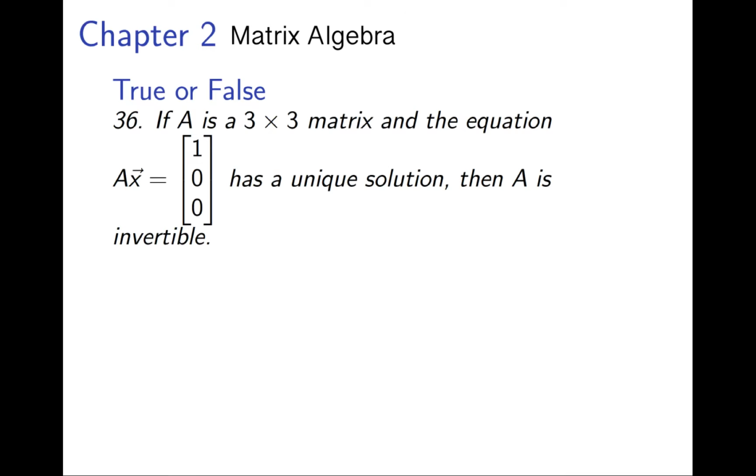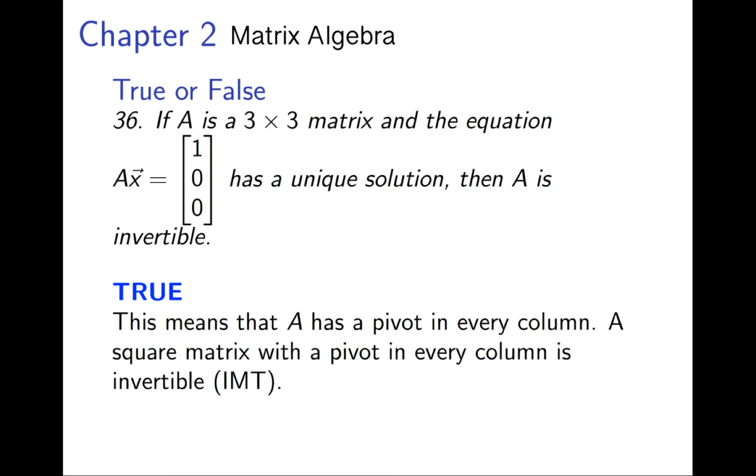Number 36. If A is a 3 by 3 matrix and the equation AX equals 1, 0, 0 has a unique solution, then A is invertible. And this is true. Since it has a unique solution, that means there are no free variables. Every column is a pivot column. And a square matrix that has every column as a pivot column is invertible. That's one of the 6 billion parts of the invertible matrix theorem.